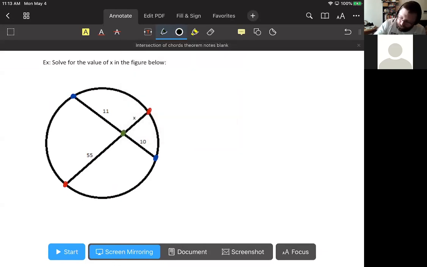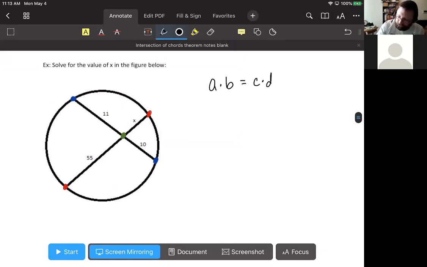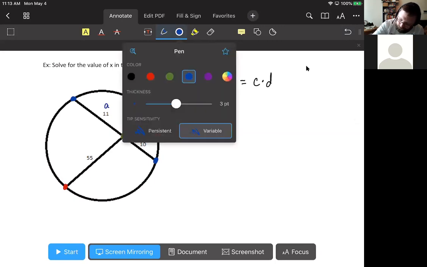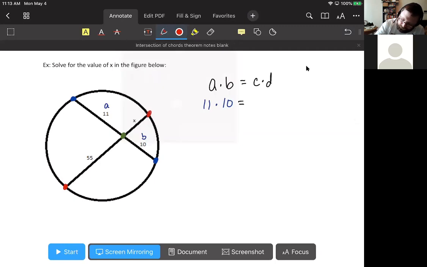So again, our rule is the product of the pieces of the blue chord is equal to the product of the pieces of the red chord, okay? So A times B equals C times D. So we have the pieces of the blue chord, which we'll refer to as A and B, are 11 and 10. Equal the product of the pieces of the red chord, C times D, X times 55.